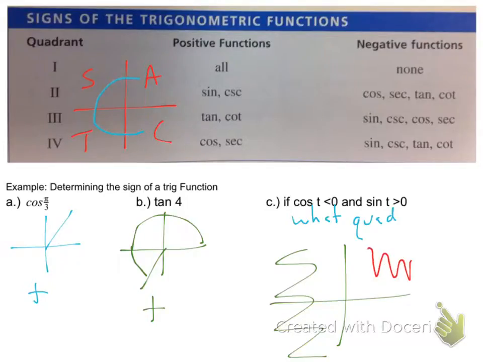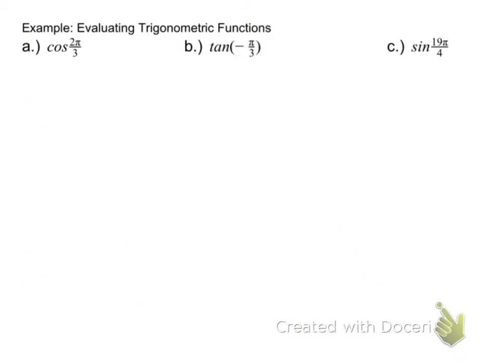1 and 2. Sine's positive here. So, which quadrant would I have to be in? Quadrant 2. This is where both of them are satisfied. Any questions? The last problem, I just cared about what the sign was.